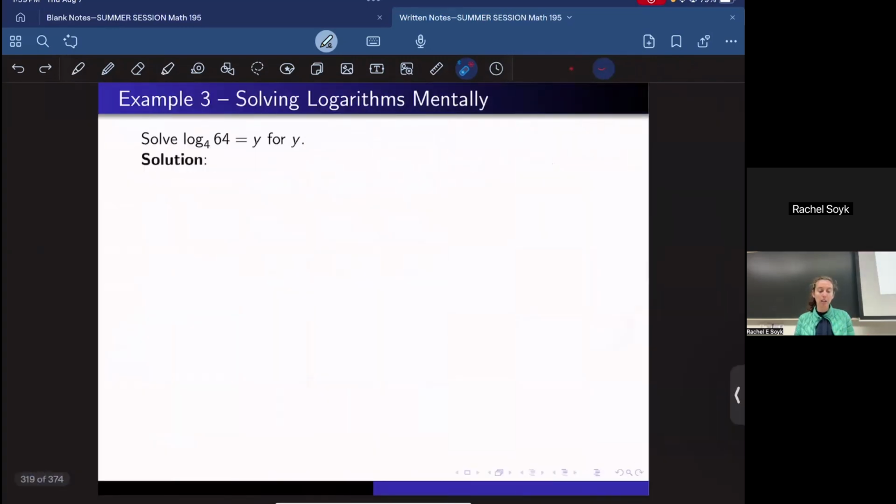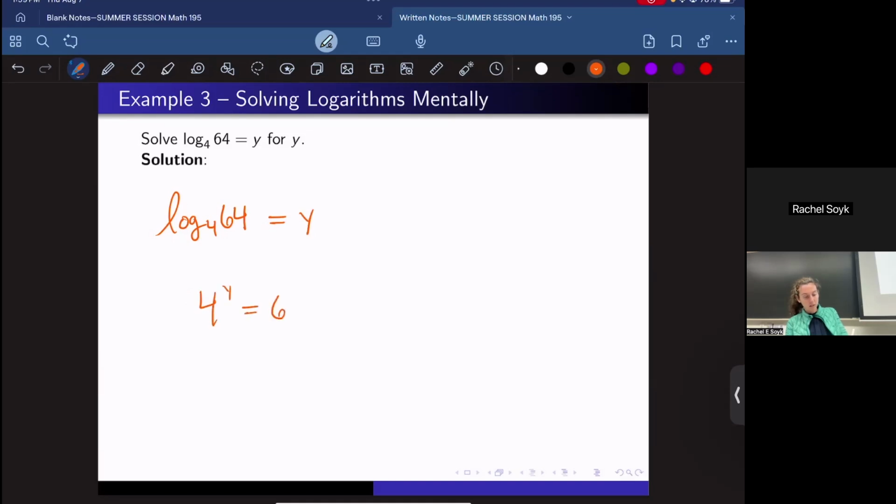So now knowing that, let's practice with our example 3. Log base 4 of 64, 4 to what power gives you 64? Right, 4 to the y gives you 64. Well, we know 4 to the second is 16. What about 4 to the third? What's 16 times 4? 4 to the third is 64, right? So we get y is equal to 3.